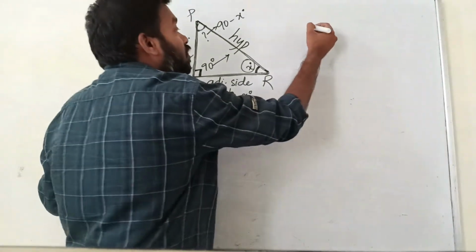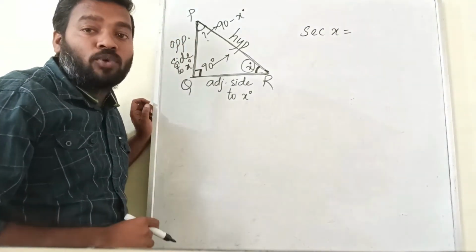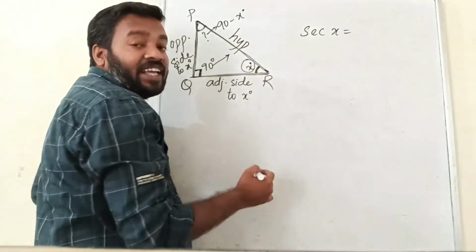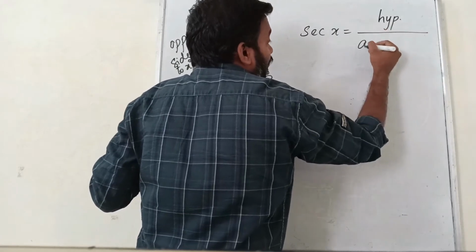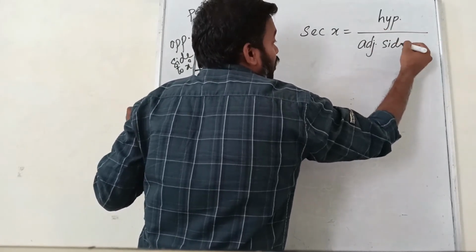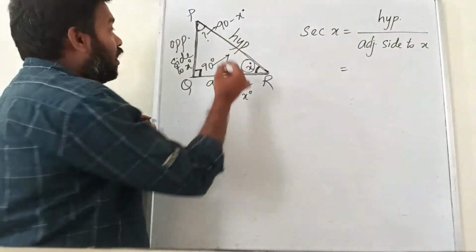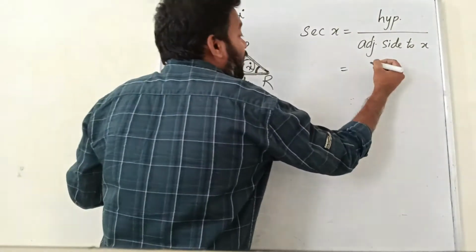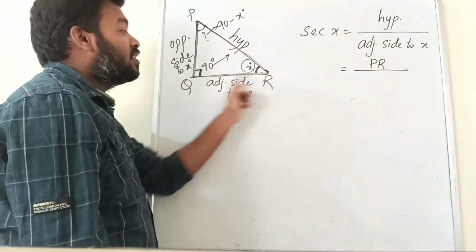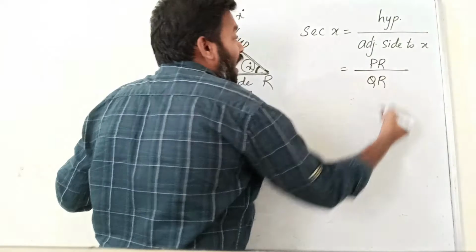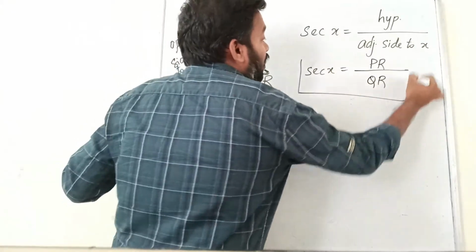What is secant x? Secant x is reciprocal to cos x, and the formula for secant x is hypotenuse by adjacent side to x. What is hypotenuse? That is PR. So take PR in place of hypotenuse by what is adjacent side to x? That is QR. Write that in place of adjacent side to x. That will be our secant x.